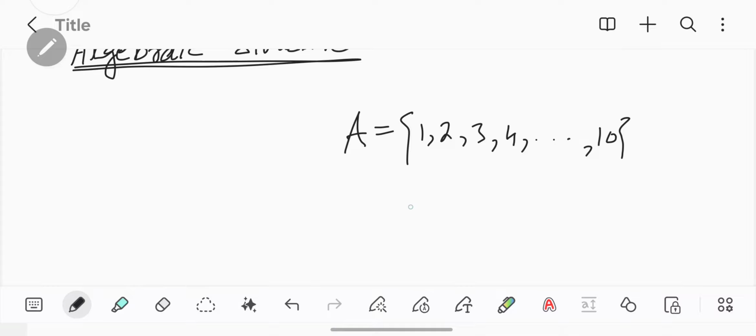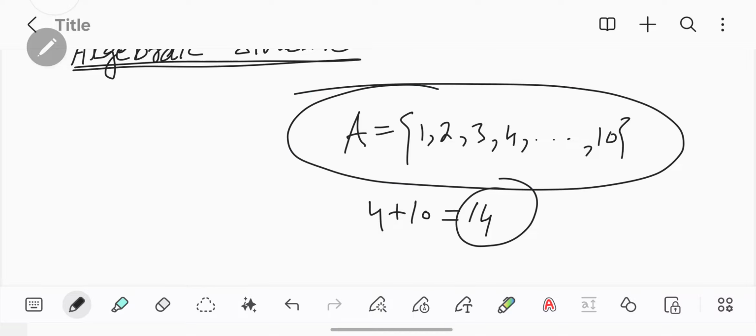So we will say that addition is not defined on this set, because if you take 4 and 10 and add them, you will get a number which is not in this set. That means you will say this binary operation addition is not defined on this set. Okay, so there are some sets on which we can define binary operations.